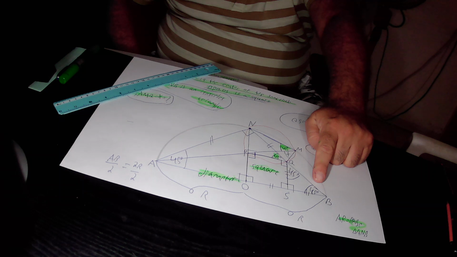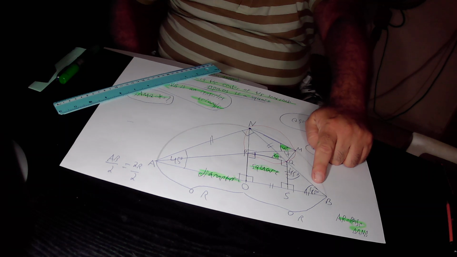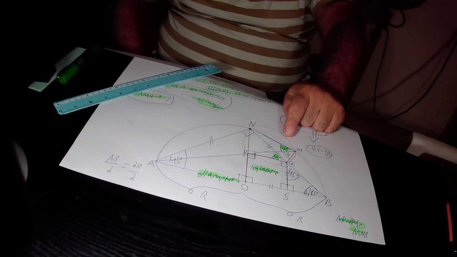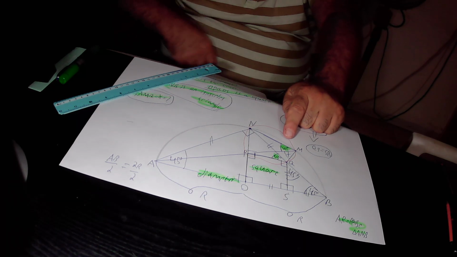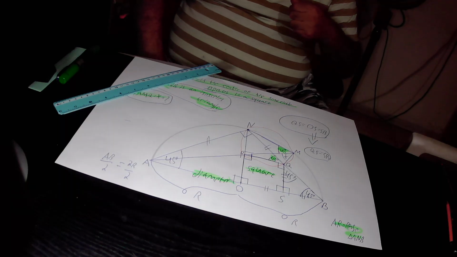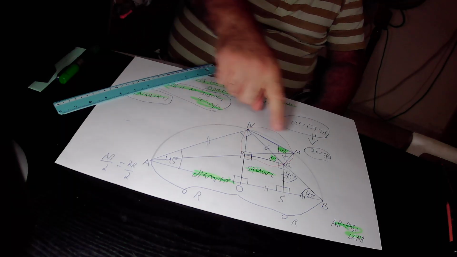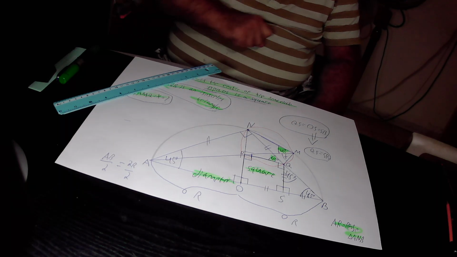But this peripheral angle ABN equals 45 degrees in size, therefore peripheral angle AMN that subtends the same chord AN must also be equal to 45 degrees in its size, according to rule 16. So peripheral angle AMN equals 45 degrees in its size.